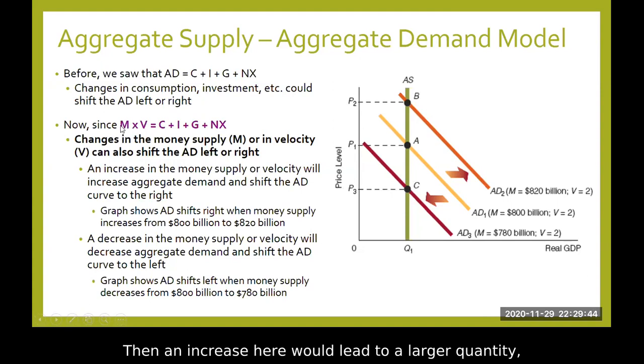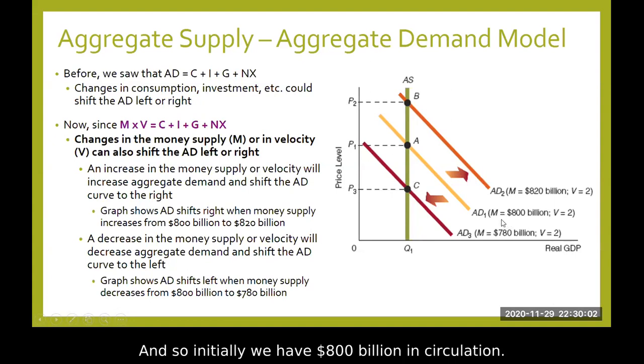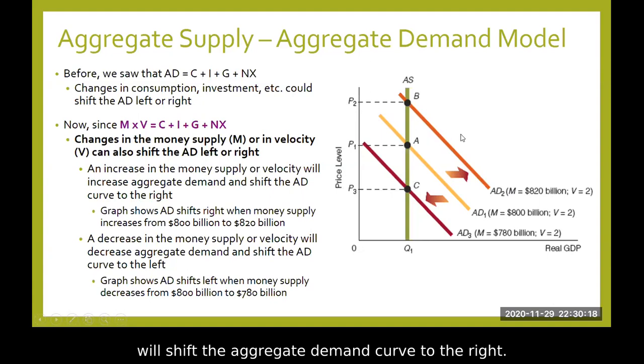Then an increase here would lead to a larger quantity, so it would shift aggregate demand to the right. So in this example, let's say initially we start off at point A. And so initially we have $800 billion in circulation. If we increase the quantity of money M from 800 to 820 billion, that increase in the money supply will shift the aggregate demand curve to the right.